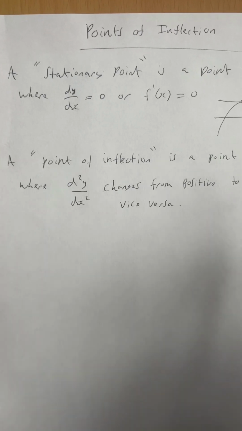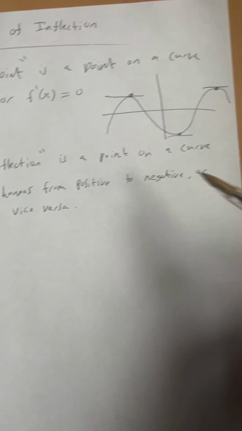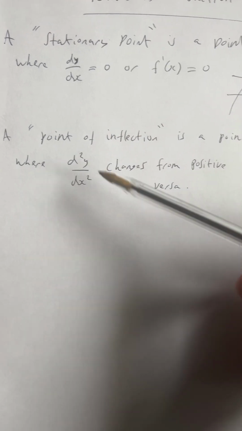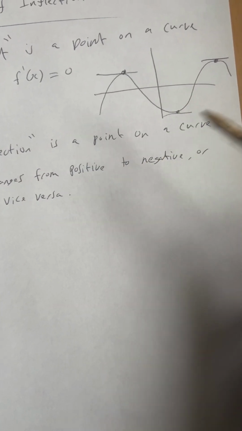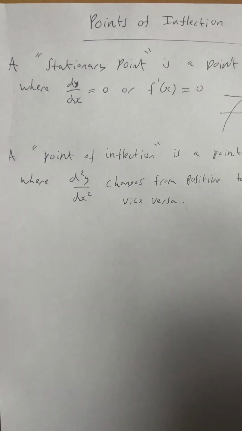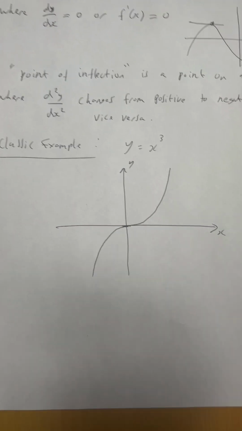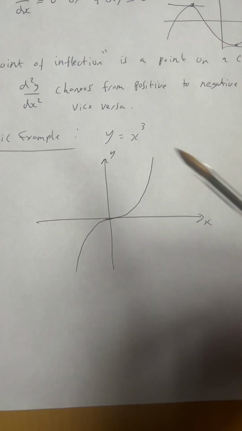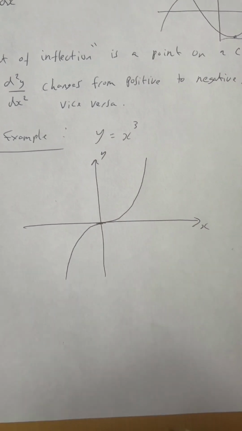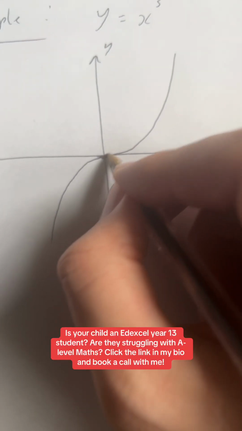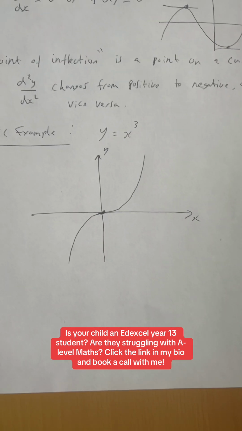Now, a point of inflection is a bit harder to write as a definition, but a point of inflection essentially is a point on a curve where the second derivative d squared y over dx squared changes from positive to negative, or instead negative to positive. So let's go through what this really means. A classic example of a point of inflection is with the curve y equals x cubed. So this point in the middle here would be a point of inflection.